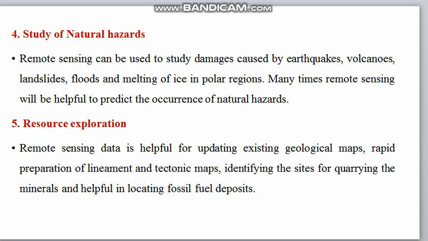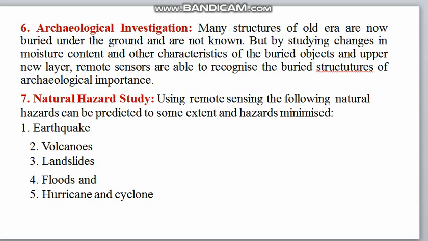Then archaeological investigation. Many structures of the old era are now buried under the ground and are not known. By studying the changes in moisture content and other characteristics of the buried object and its upper layer, remote sensors are able to recognize buried structures of archaeological importance. Nothing but by changing weather conditions, you can identify those objects by using remote sensing.